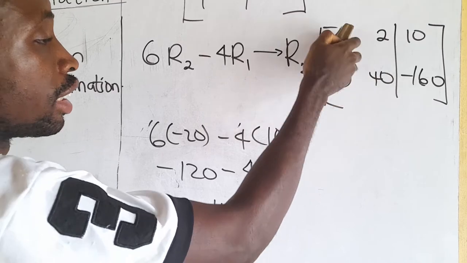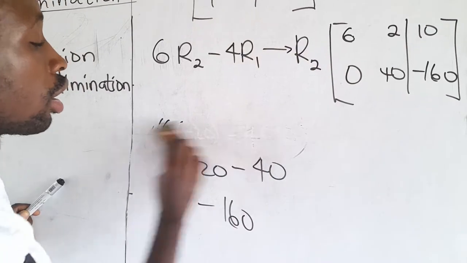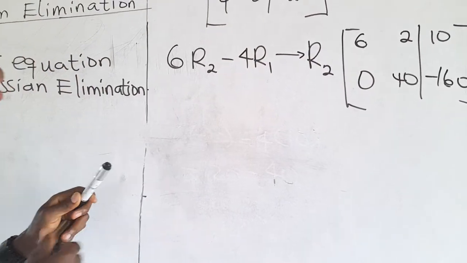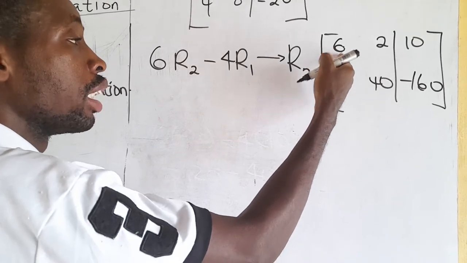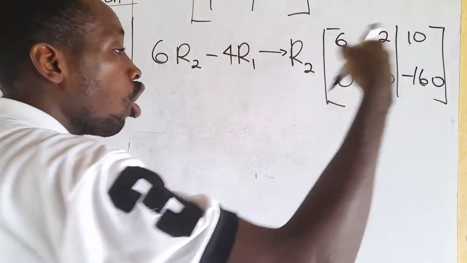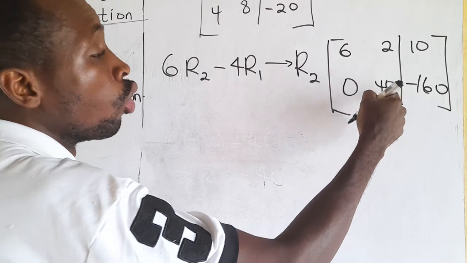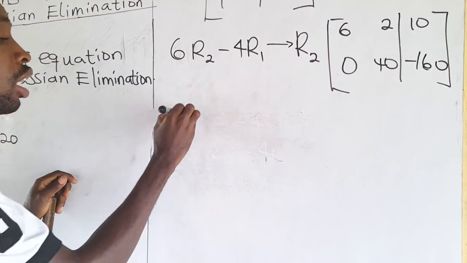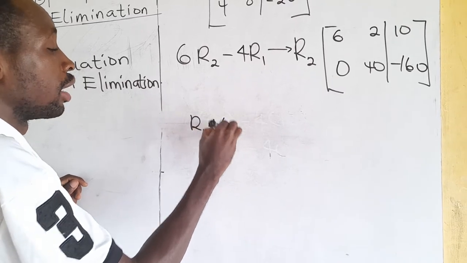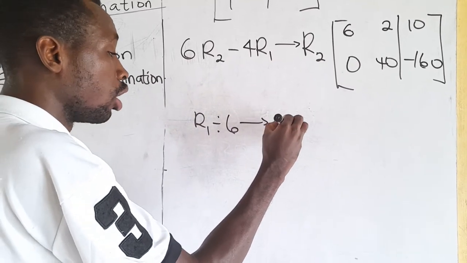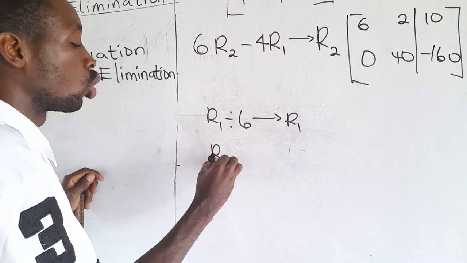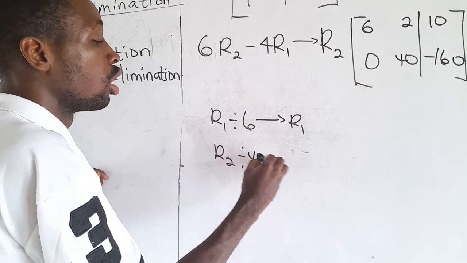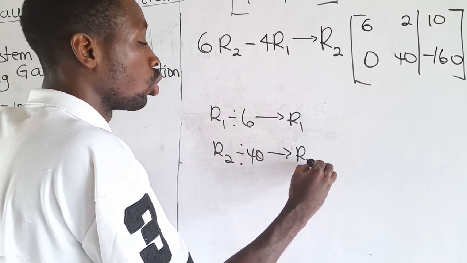The next thing is that this entry here should be made 1. So how do we do that? When we divide this by 6, we'll make this place 1. So we'll divide all the columns by 6. When we divide this by 40, we'll make it 1. So we'll divide all the columns by 40. So we say R1 divided by 6 should be substituted into R1, and R2 divided by 40 should be substituted into R2.